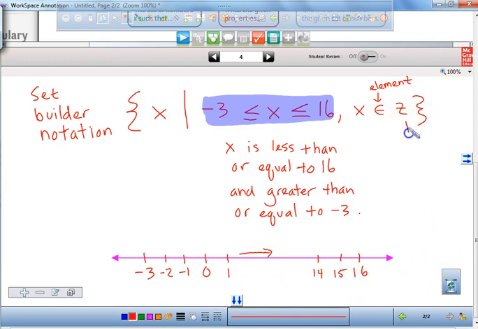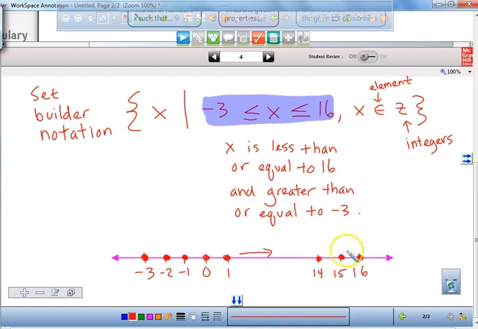Now, if this letter Z represents just the subset called integers, we are only allowed to plot the points that are technically integers. So, -3, it's equal to it. That means I can plot that point. -2 is an integer. That is between -3 and 16. So all of these points right here can be plotted all the way up to what? 16. All the way up to 16.